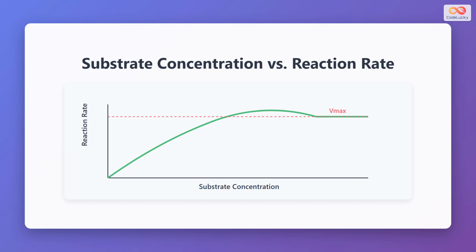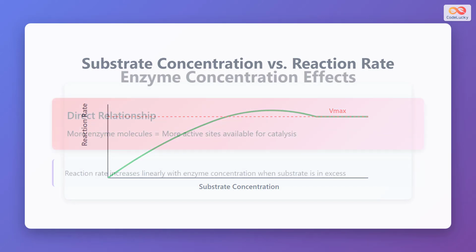This graph illustrates the relationship between substrate concentration and reaction rate. Initially, the curve rises steeply as increasing substrate leads to proportionally faster reactions. As substrate concentration continues to increase, the curve begins to level off, showing diminishing returns. Eventually, the curve reaches a horizontal plateau called Vmax, or maximum velocity. At Vmax, all enzyme molecules are working at full capacity, and the reaction rate cannot increase further regardless of how much additional substrate is added. This saturation phenomenon is a key characteristic of enzyme kinetics.